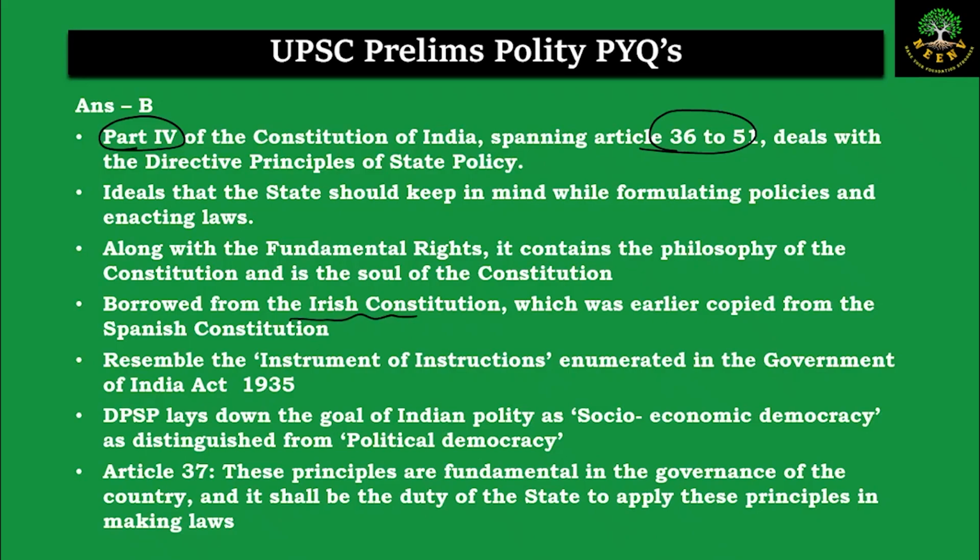We had the instrument of instructions in the Government of India Act of 1935. The DPSPs are similar to the instrument of instructions we had in the Government of India Act of 1935. Article 37 clearly says that the DPSPs are fundamental in the governance of the country, and it shall be the duty of the state to apply these principles while making the laws in the country.